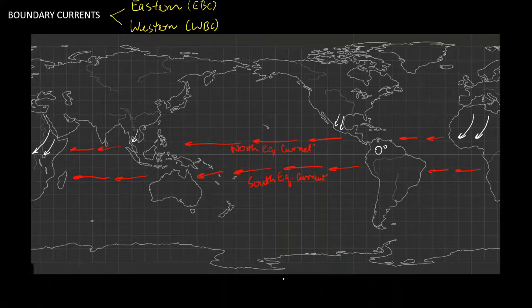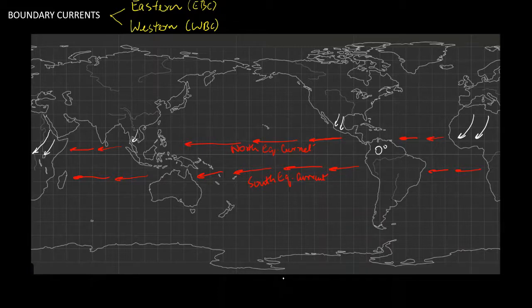The common feature of north and south equatorial currents is, first, they are generated by the trade winds, and second, both these currents have the direction of flow from east towards west, and they flow along the equatorial latitude. That is why they are called so.